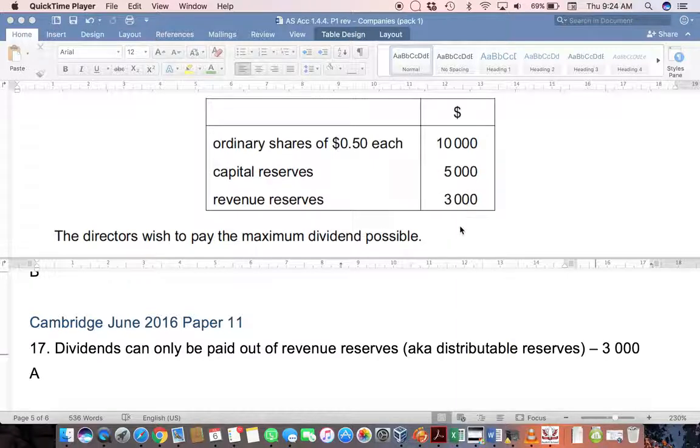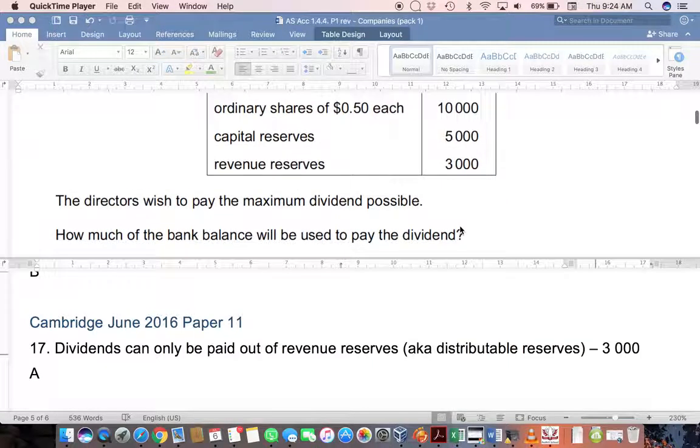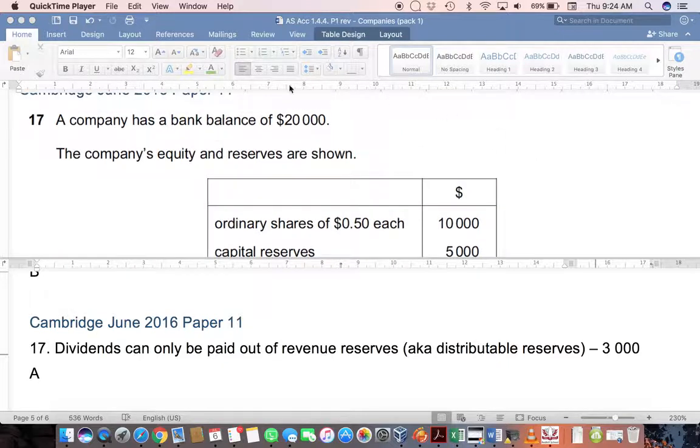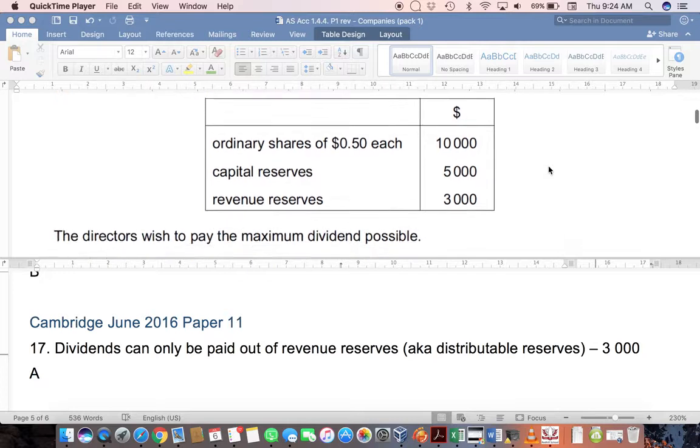The directors wish to pay the maximum dividend possible, and how much of the bank balance will be used to pay the dividend? We obviously need to check how much cash we've got. We've got $20,000, so that is quite a lot. Obviously, you can't really pay out more than the cash that you have, so you need to keep that in the back of your mind.